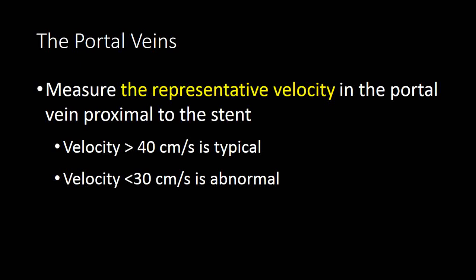After placement of a TIPS, the velocities within the portal veins are going to increase. Typically, those velocities are greater than 40 centimeters per second. When stenosis occurs in the TIPS stent, the velocities will decrease within the portal vein because blood cannot flow through the portal vein quite as well. So the velocities will decrease, and we have set 30 centimeters per second as a threshold for abnormal flow. So if the flow in the main portal vein drops below 30 centimeters per second, we consider that abnormal, and we may question dysfunction.